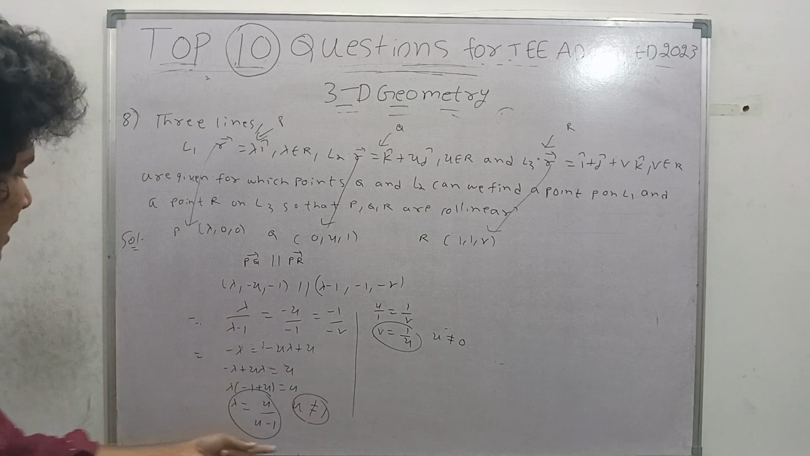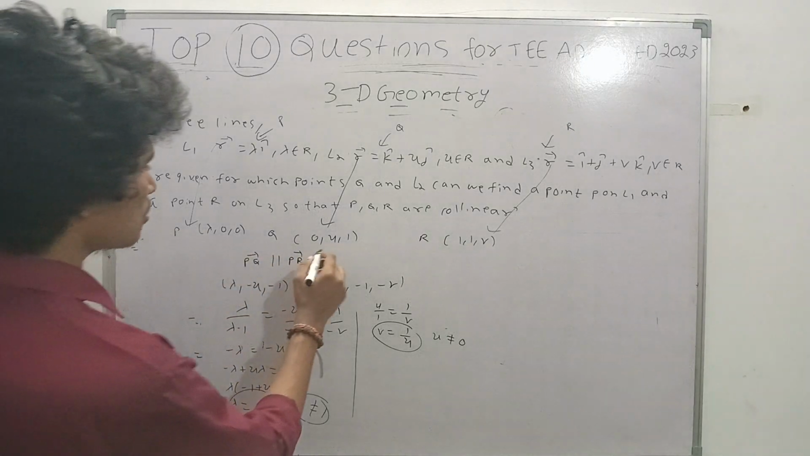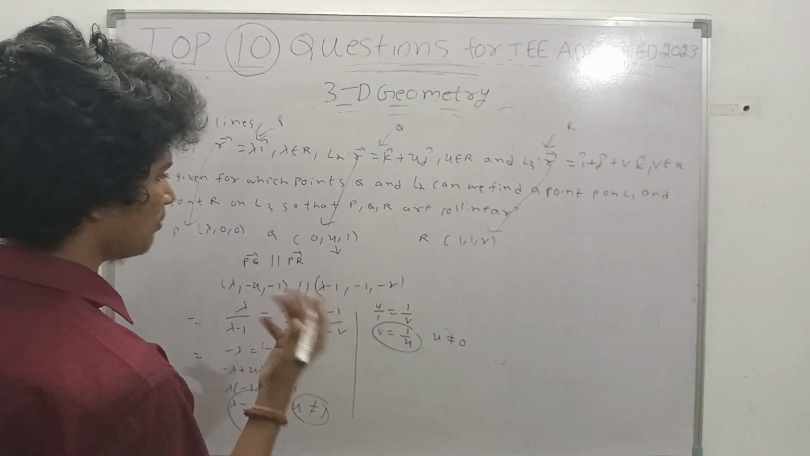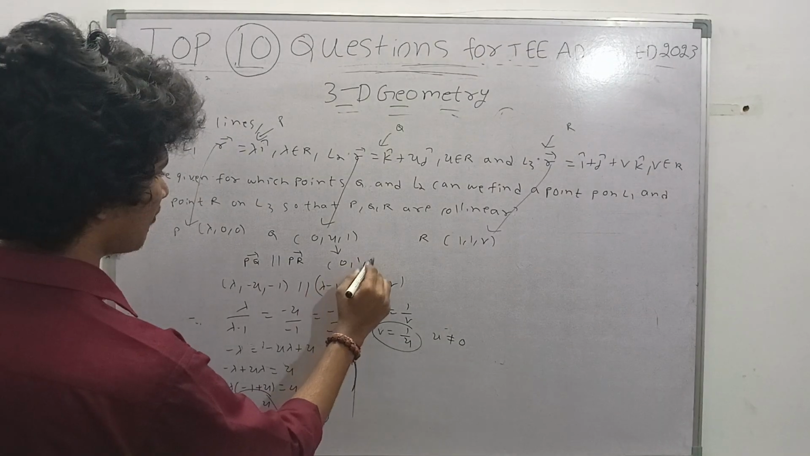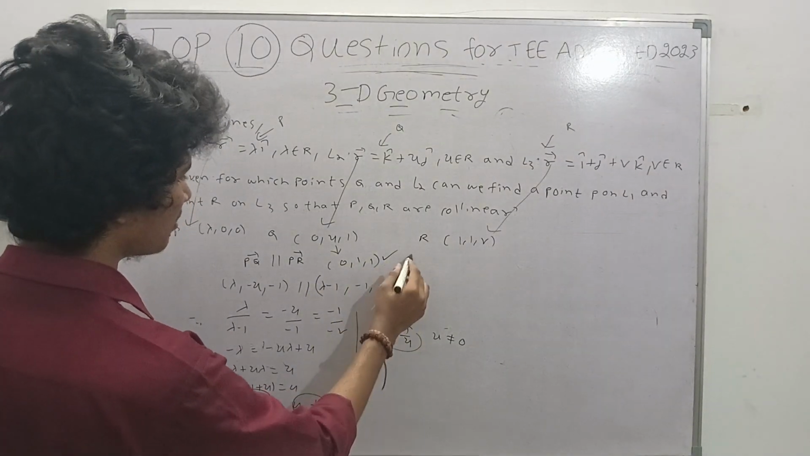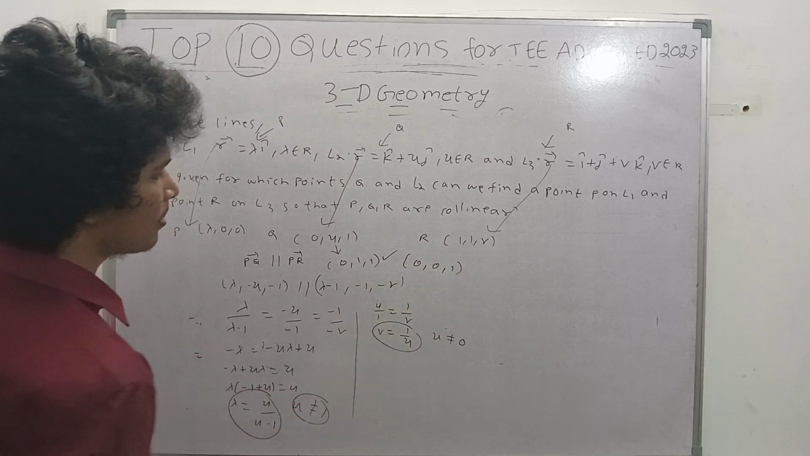What is the general point given? So what is the point? Q cannot be 0, 1, 1. Yes. And Q cannot be 0, 0, 1. Yes.